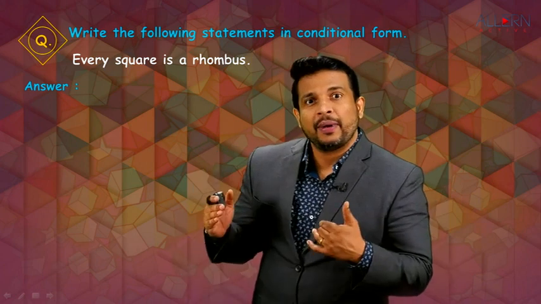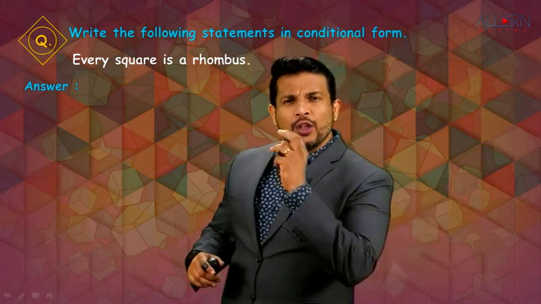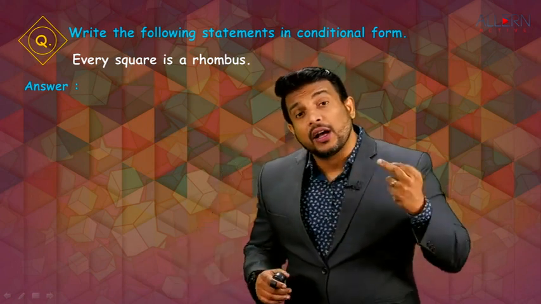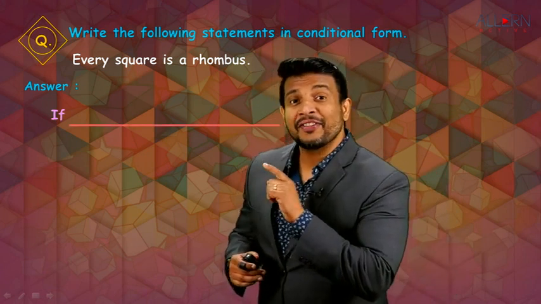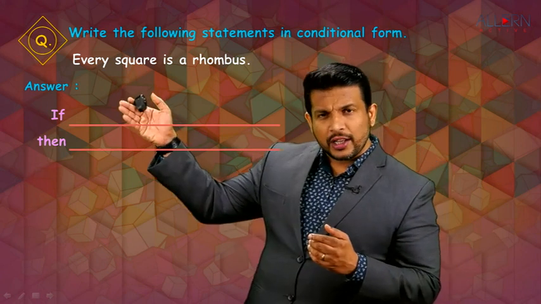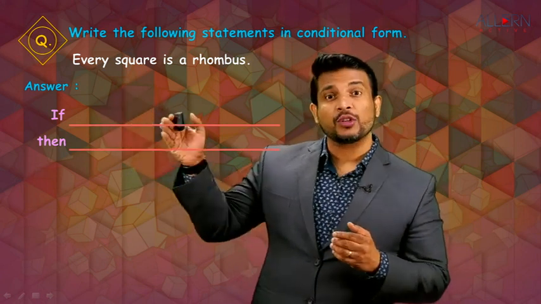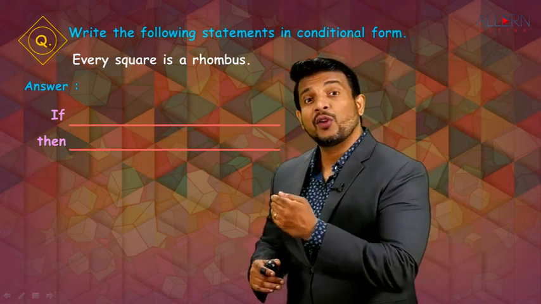But we need to frame it. We need to know English, right? And we know that. It's very easy. So what is that? Every square is a rhombus. So we are going to write it, as I said, in the if-then format, because that's the conditional form which we are going to write. So here, between if and then, we are going to write about the square and then the rhombus. So it says every square is a rhombus.